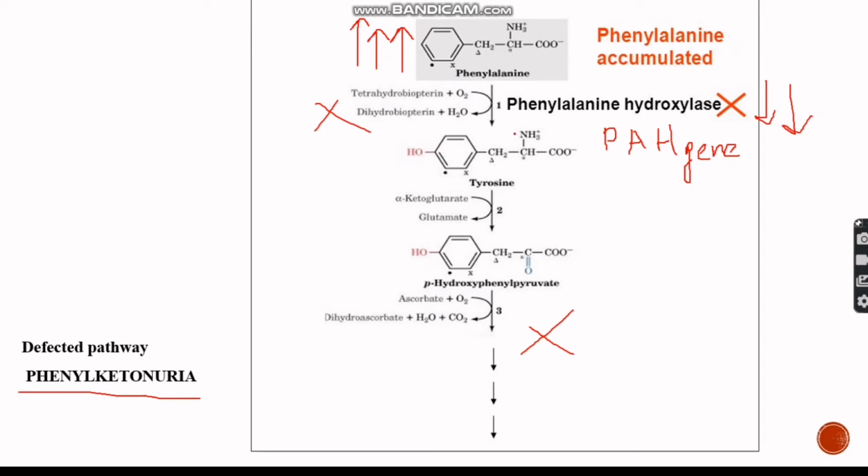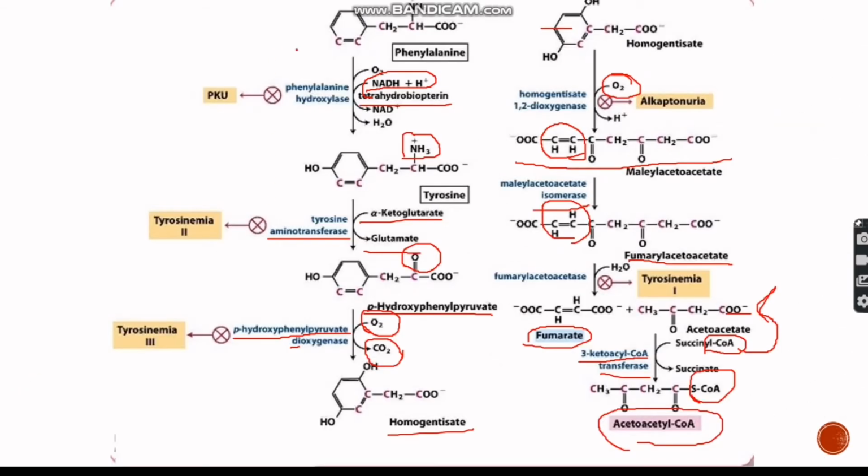And if this enzyme is present, the gene is working properly and there is an adequate amount of this enzyme, but its cofactor is not working properly, it is malfunctioning. This tetrahydrobiopterin is not working properly. If the cofactor is not working properly, then the enzyme will not work properly. Then again in that case, phenylalanine will not be converted into tyrosine, and it will accumulate in your body. And this will also lead to phenylketonuria. Like this, if phenylalanine hydroxylase is not present, it will lead to phenylketonuria.